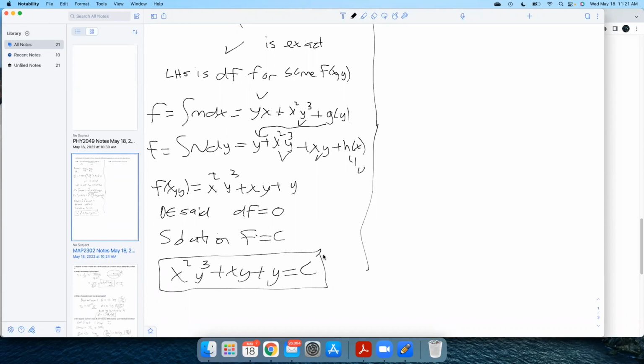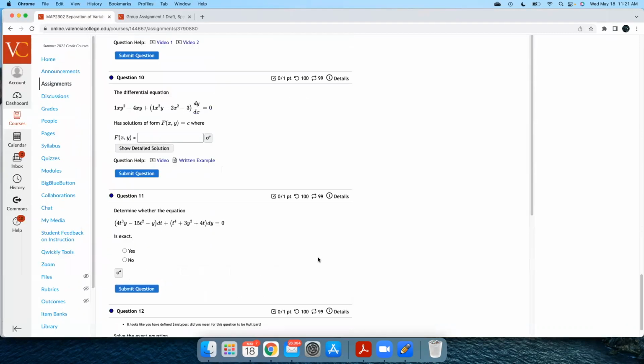So that's the solution. But I want to point out something to you here. In the homework, most of the time, they don't want you to write this line. They want you to just stop here and just give that. So let's take a look at this in the homework.